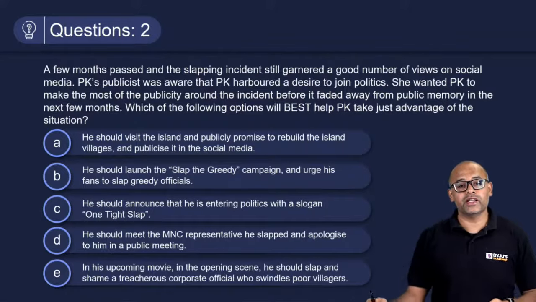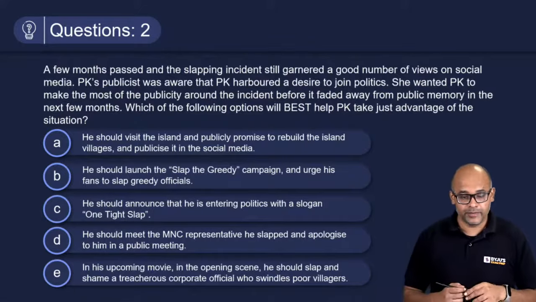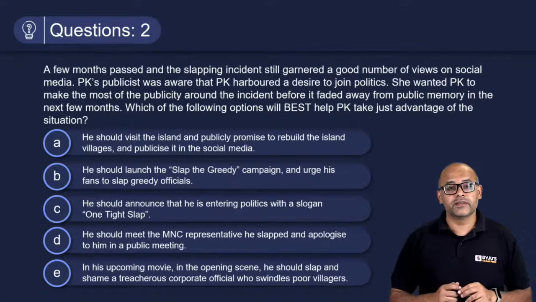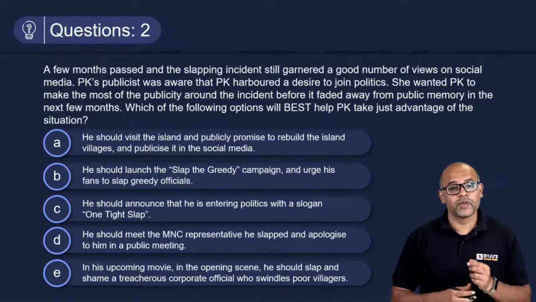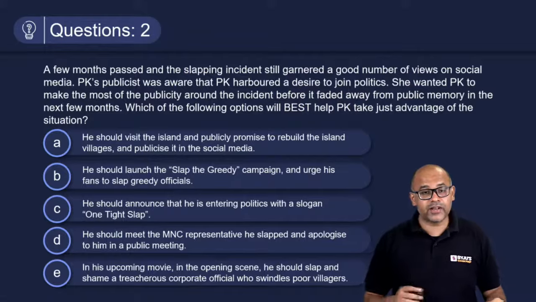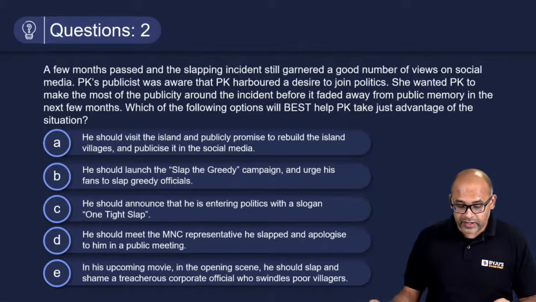All right, so any answers? Harsh, Komal, guys, got any answers? Well, let's take a look at this. Harsh says option E, but let's understand what is happening here.